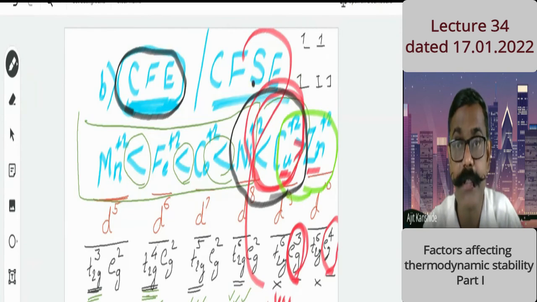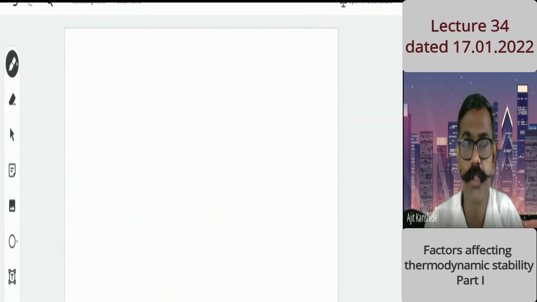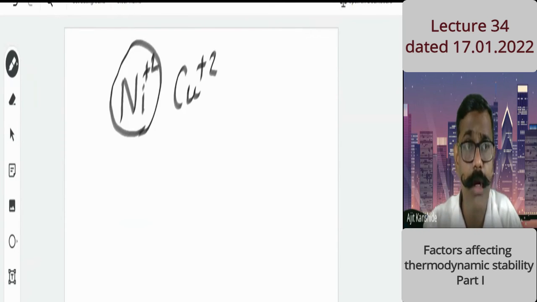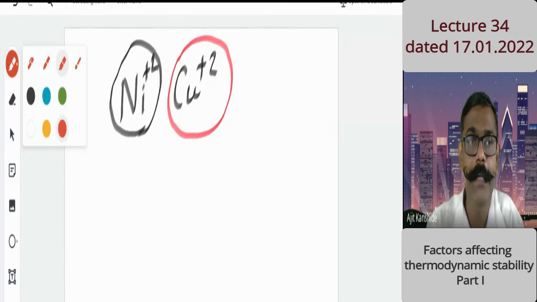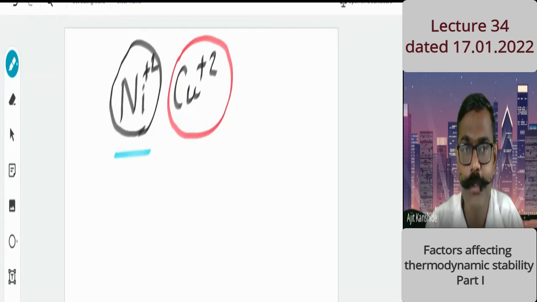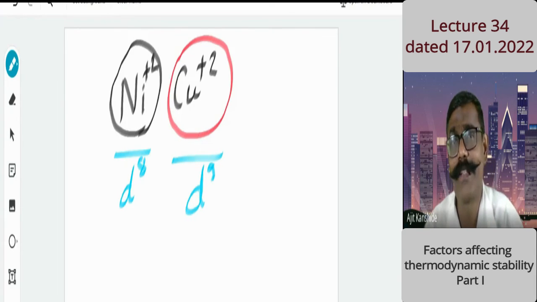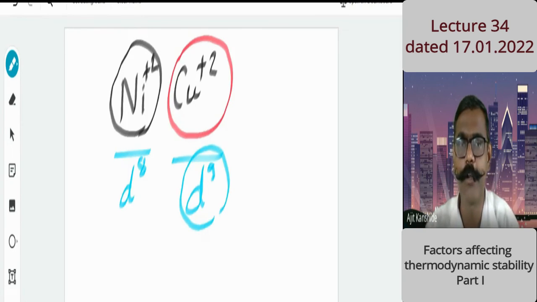The main problem, the big question mark, was between Ni plus 2 and Cu plus 2. I was expecting Ni plus 2 to be more stable, but what is found? Cu plus 2 is more stable. Why? Because of electronic configuration. Ni plus 2 is a D8 system and Cu plus 2 is a D9 system. Will anybody answer what is the specialty of the D9 electronic configuration?